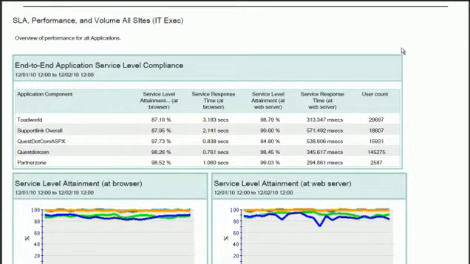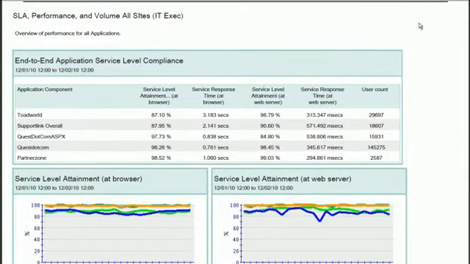Today I'll just be taking you through a few of the reports for our Q1 marketing campaign, and these are the IT executive reports. So the first in the set of 3 reports is an SLA performance and volume report for all of the sites that are monitored once the appliance is plugged in. I'm using an example of Quest.com, and today in Quest.com we're monitoring ToadWorld, SupportLink, Quest.com ASPX, which is a special .NET section of the Quest.com site, Quest.com overall, and we're also monitoring Partner Zone.